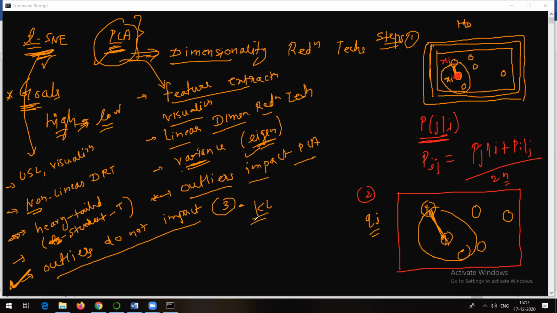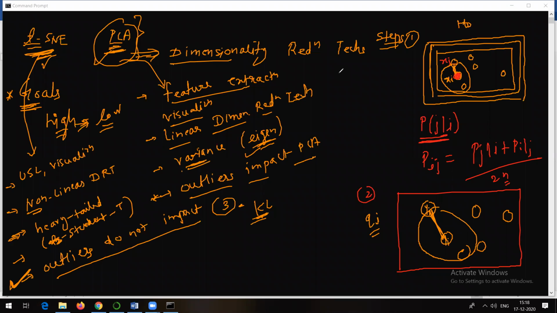I told you about KL divergence, right? Kullback-Leibler divergence. It's a technique which can be used to find a lower dimensional data representation that minimizes the mismatch between pi and qi probabilities. With the help of gradient descent, this KL divergence comes into the picture. Here t-SNE optimizes the points in low dimensional space using gradient descent.